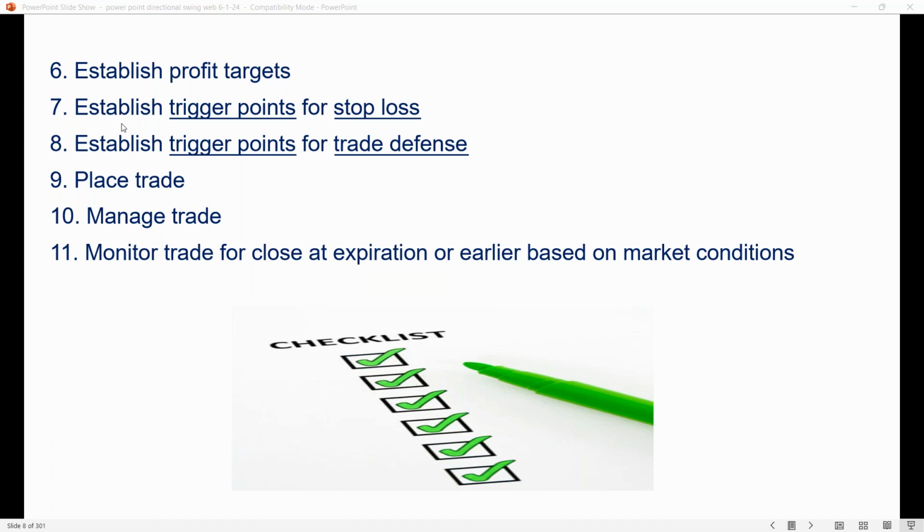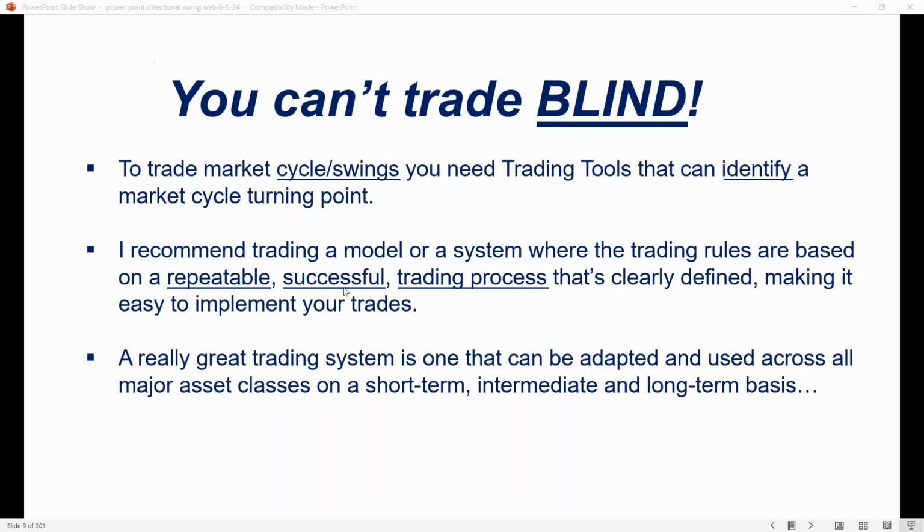And then 7, establish your trigger points or your stop loss levels. Okay, so we want our profit targets. We also want trigger points that are going to make us either stop a trade out or push us into trade defense. So when using options, that's a great way we can defend a trade when we hit a certain trigger point, so we can start defense measures. And then finally, place the trade, manage the trade, and then monitor the trade for a close at expiration or earlier based on the market conditions that we are currently trading.